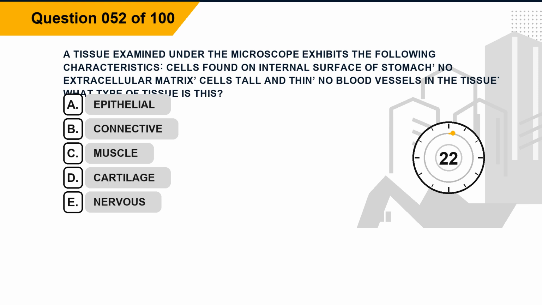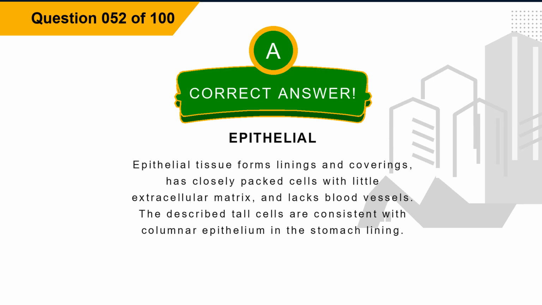Question 52. A tissue examined under the microscope exhibits the following characteristics: cells found on internal surface of stomach, no extracellular matrix, cells tall and thin, no blood vessels in the tissue. What type of tissue is this? Option A, epithelial. Option B, connective. Option C, muscle. Option D, cartilage. Option E, nervous. The correct answer is option A, epithelial. Explanation: epithelial tissue forms linings and coverings, has closely packed cells with little extracellular matrix, and lacks blood vessels. The described tall cells are consistent with columnar epithelium in the stomach lining.